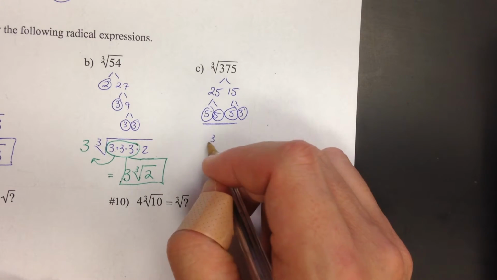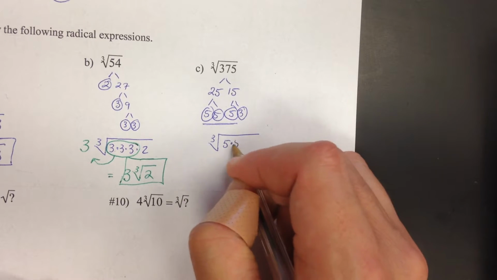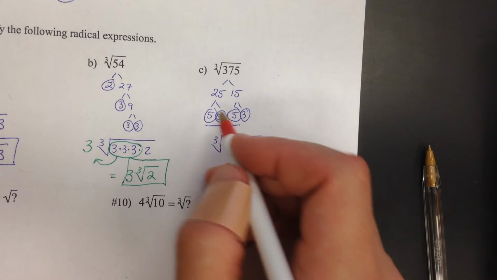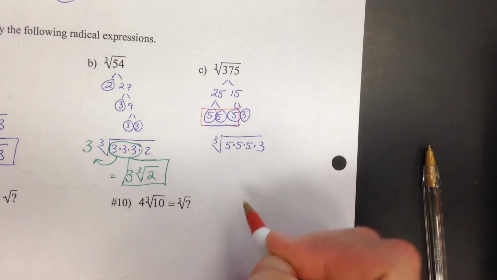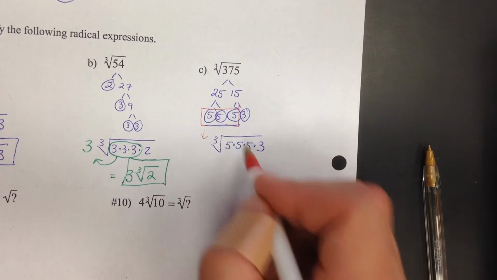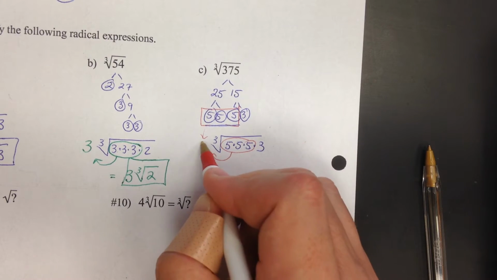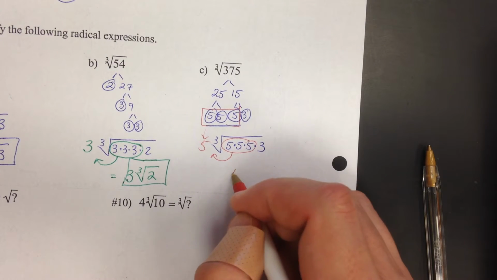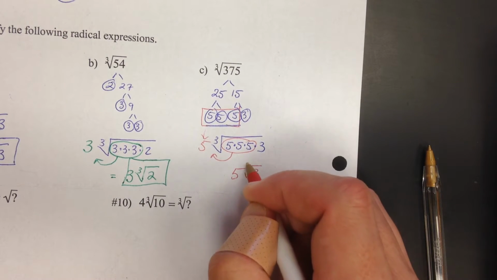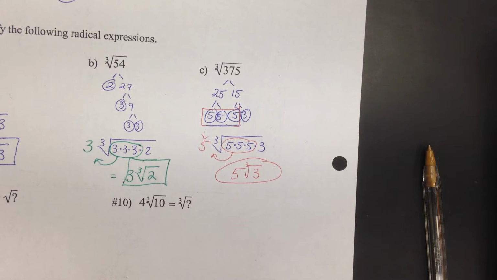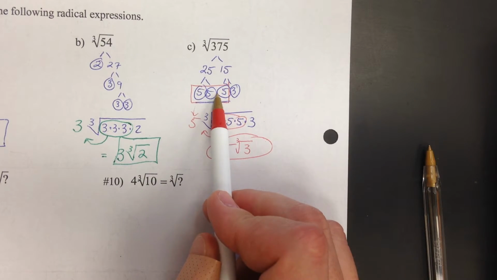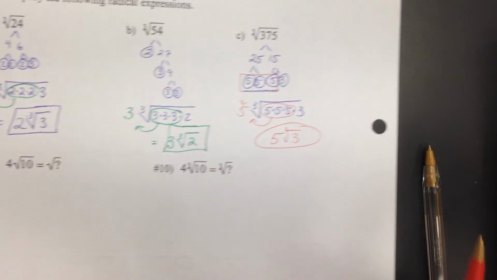So one thing you can start doing, instead of rewriting this like I am, since you already might recognize, hey, I have a group of 3 right here, you can just pull that out right away. Now there's still this 3 left over. I can't do anything with that. That'll stay under. So our answer is 5 times the cube root of 3. Okay, so if you don't want to rewrite the radical with the prime numbers, you can go from the tree. You just have to be careful that you're counting everything correctly.